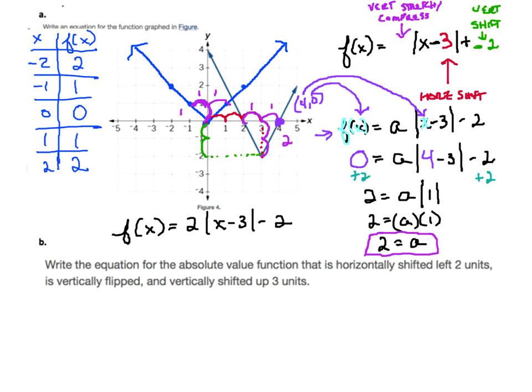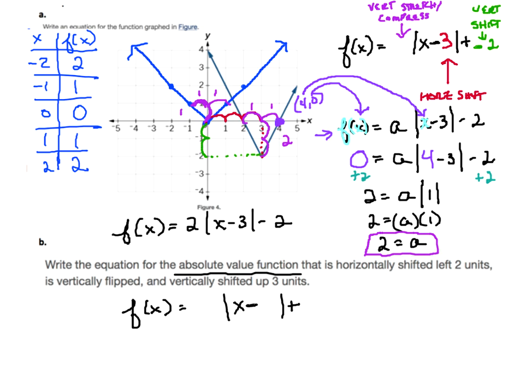All right, so we'll look at this next one. Write the equation for the absolute value function. So I already know I need f of x equals some absolute value of x, and I'm leaving room for everything else that might come. I know it's going to be a minus here. I know it's going to be a plus here. And I know I may have some value out front.